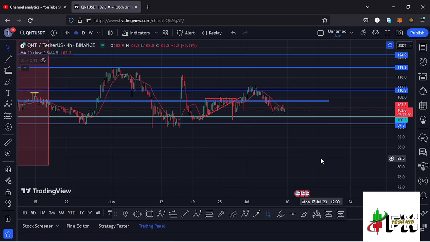And in case such a move plays out, then I think that would be a perfect entry to get back into Quant, and that is not financial advice, so that we can ride that massive pump in the formation of that wave 3.